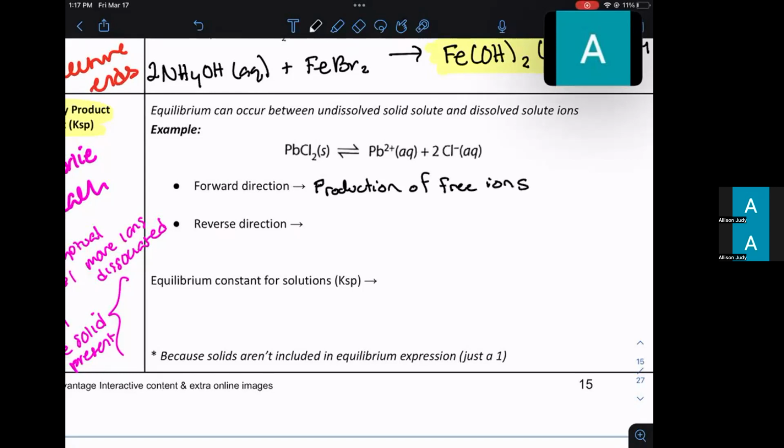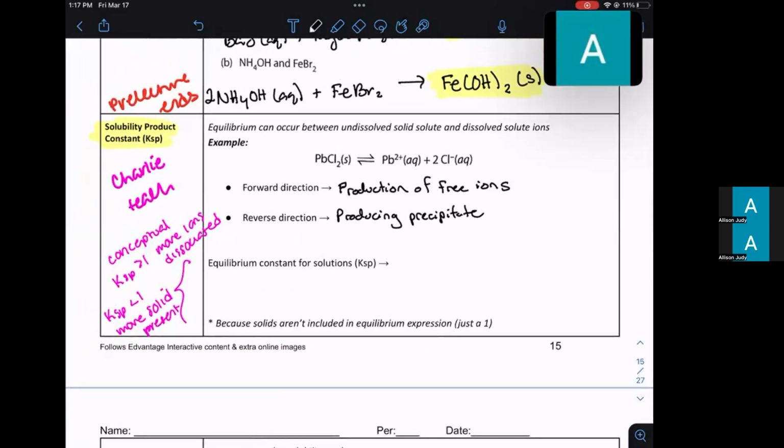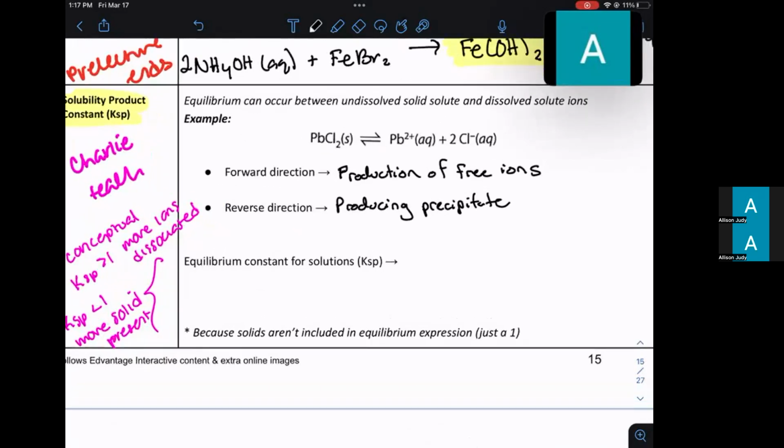And the reverse direction is producing the precipitate, or the solid version. And when you're at equilibrium, those are in balance. You're producing free ions and precipitate at the same time, and the concentration of the ions will be stable.